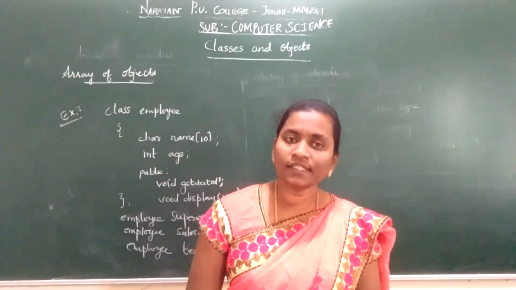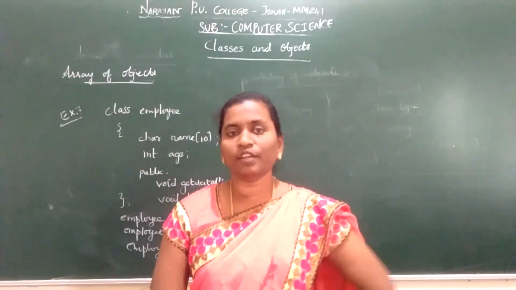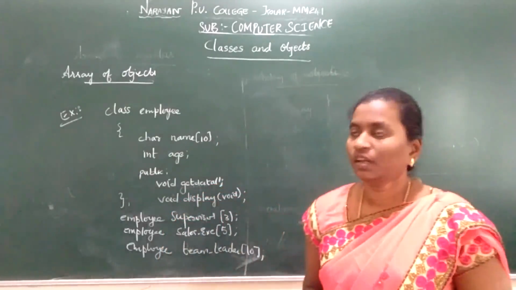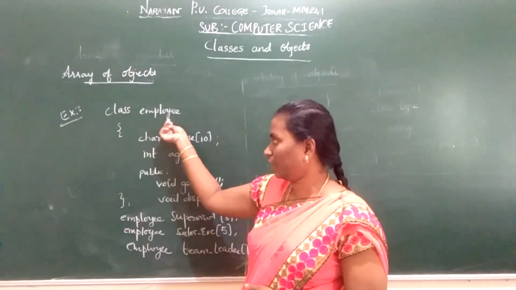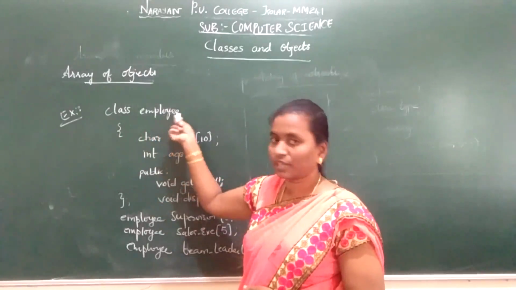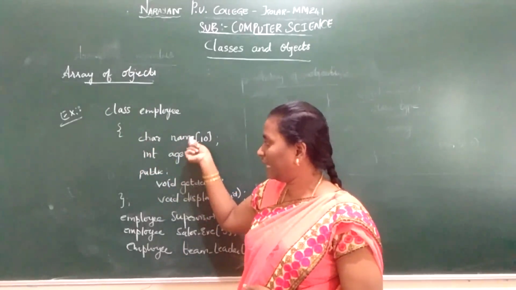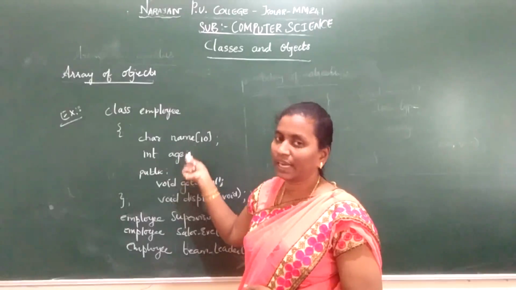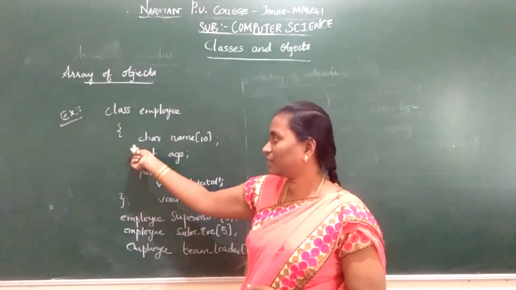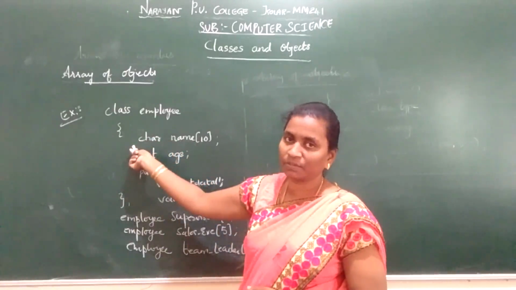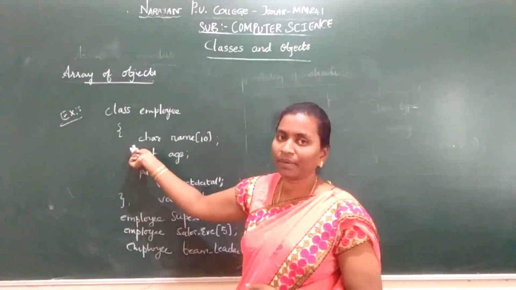Students, next we'll discuss how to create an array of objects. I have taken an example of an employee. The class name is employee. In the private section, name and age are my data members. When I do not specify an access specifier like private, public, protected, the default is private.